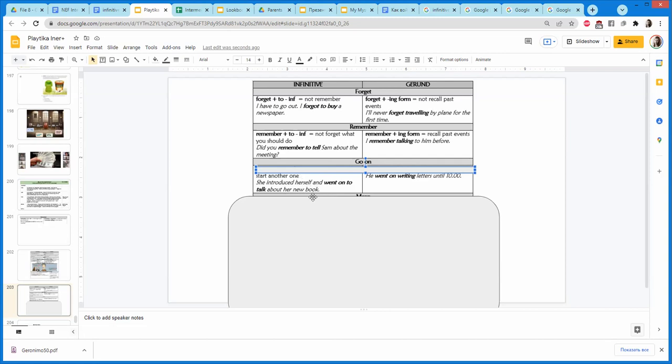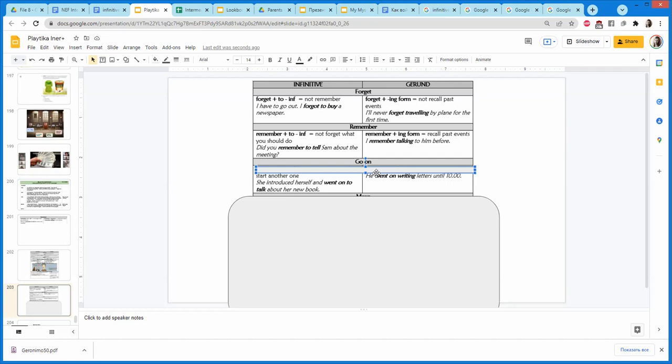What process was she doing in this story? What process is she busy with? Speaking, right? She introduced herself. This was speaking. She went on to talk about her new book. She also went on speaking.